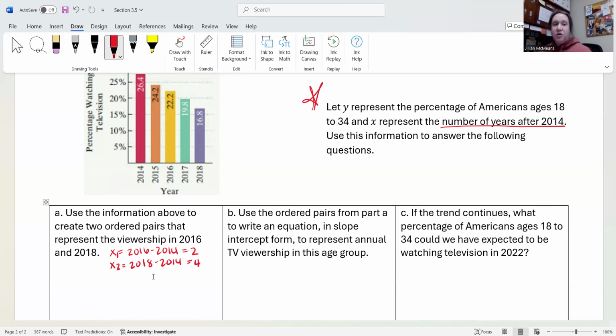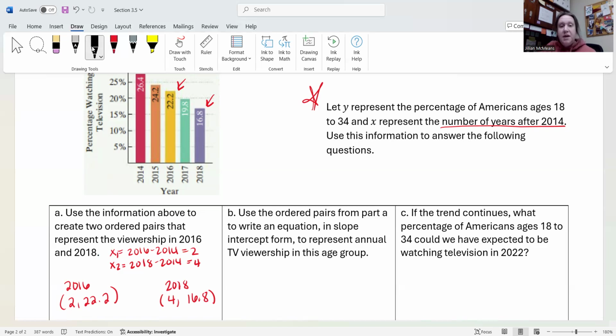If we go back to the graph, in 2016 the percentage of TV viewership was 22.2. So for 2016, we get the ordered pair (2, 22.2), and I'm getting that from this right here. And for 2018, we found that our X coordinate needs to be 4, and viewership in 2018 was 16.8. So we've answered the question: use the information above to create two ordered pairs that represent the viewership in 2016 and 2018.